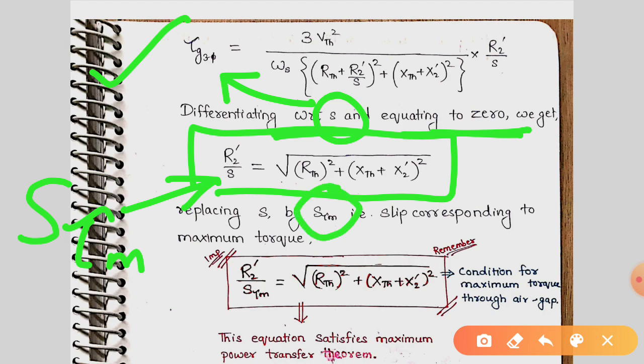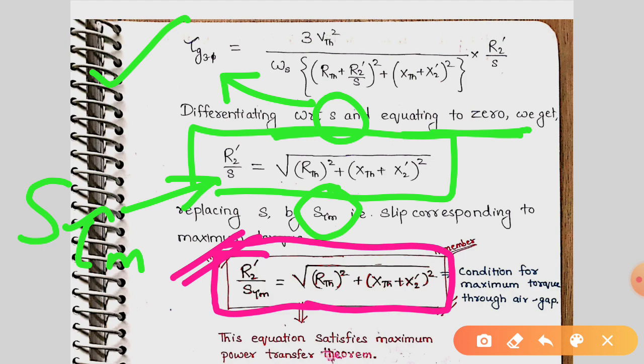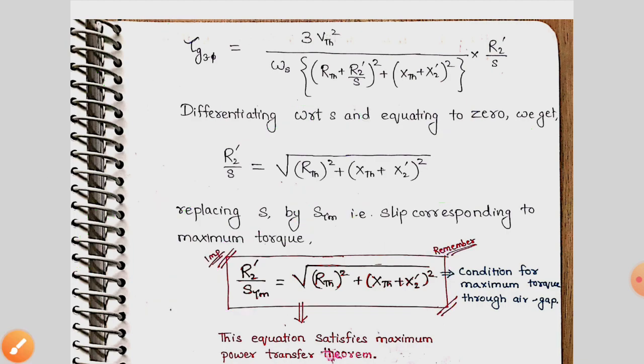It is the slip at which maximum torque occurs, and the condition for obtaining maximum torque through the air gap is R2' upon S_τm is equal to the square root of (RTH² + (XTH + X2')²). This is the condition for obtaining maximum torque through the air gap. This must be satisfied. Here R2' is the resistance present in the rotor circuit.